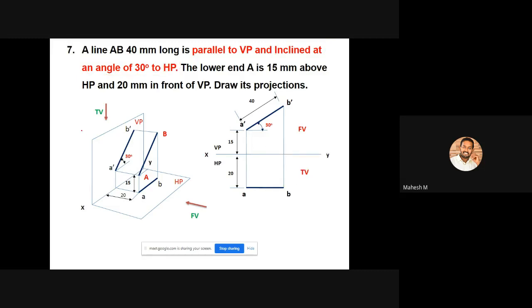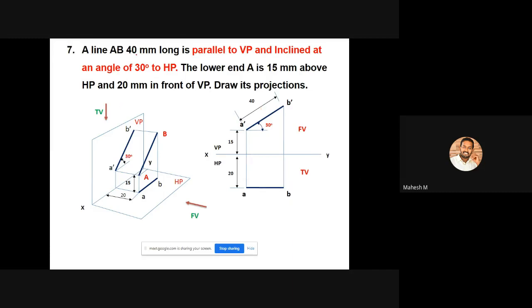So the next, the fifth case, is directly opposite to this fourth case. Okay. So in the fifth case, you will get inclined to VP and parallel to HP. In that case, you have to draw a problem that is directly opposite to this. That means you have to draw the top view in an inclined position and you will get a horizontal line as the front view. Okay. So I'm directly moving to the problem.